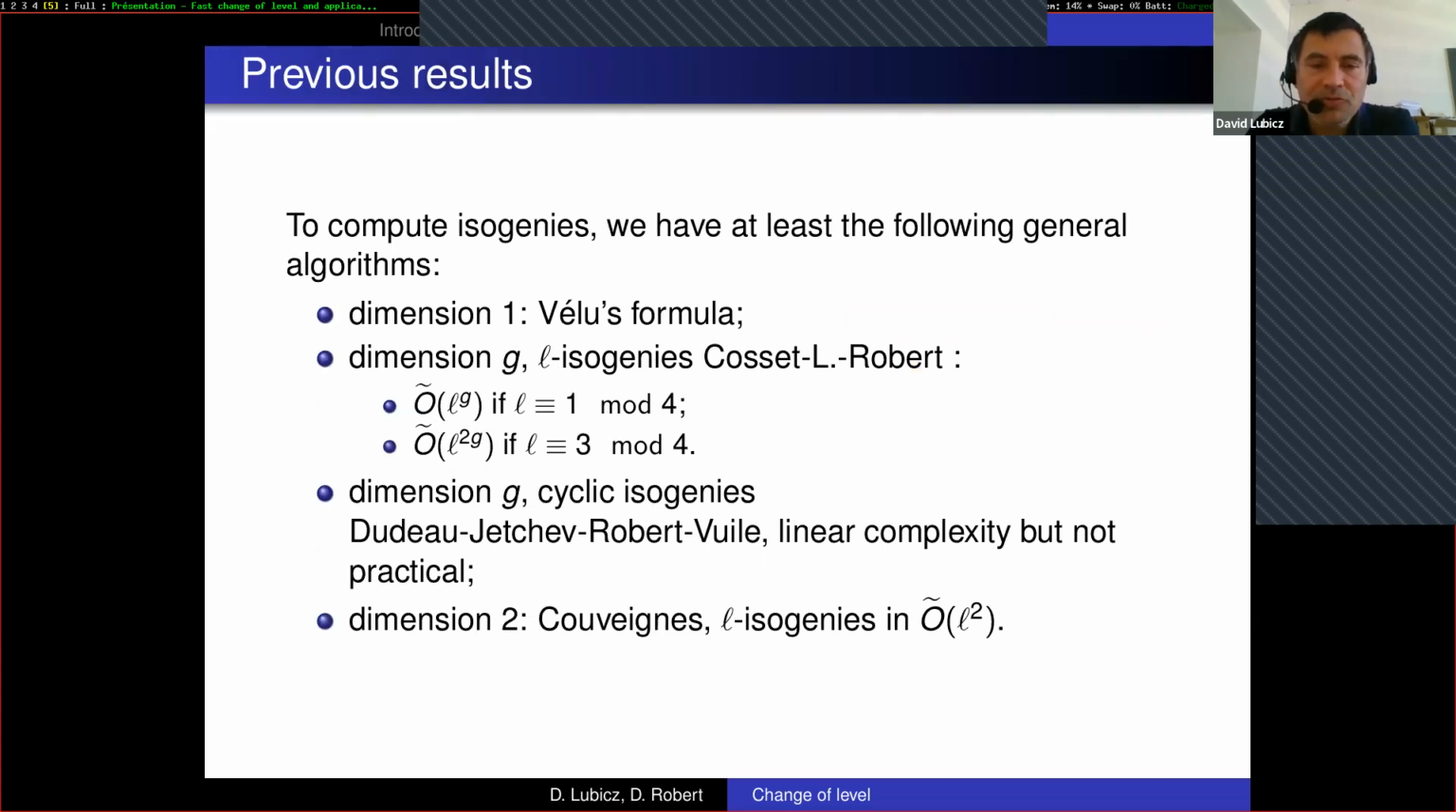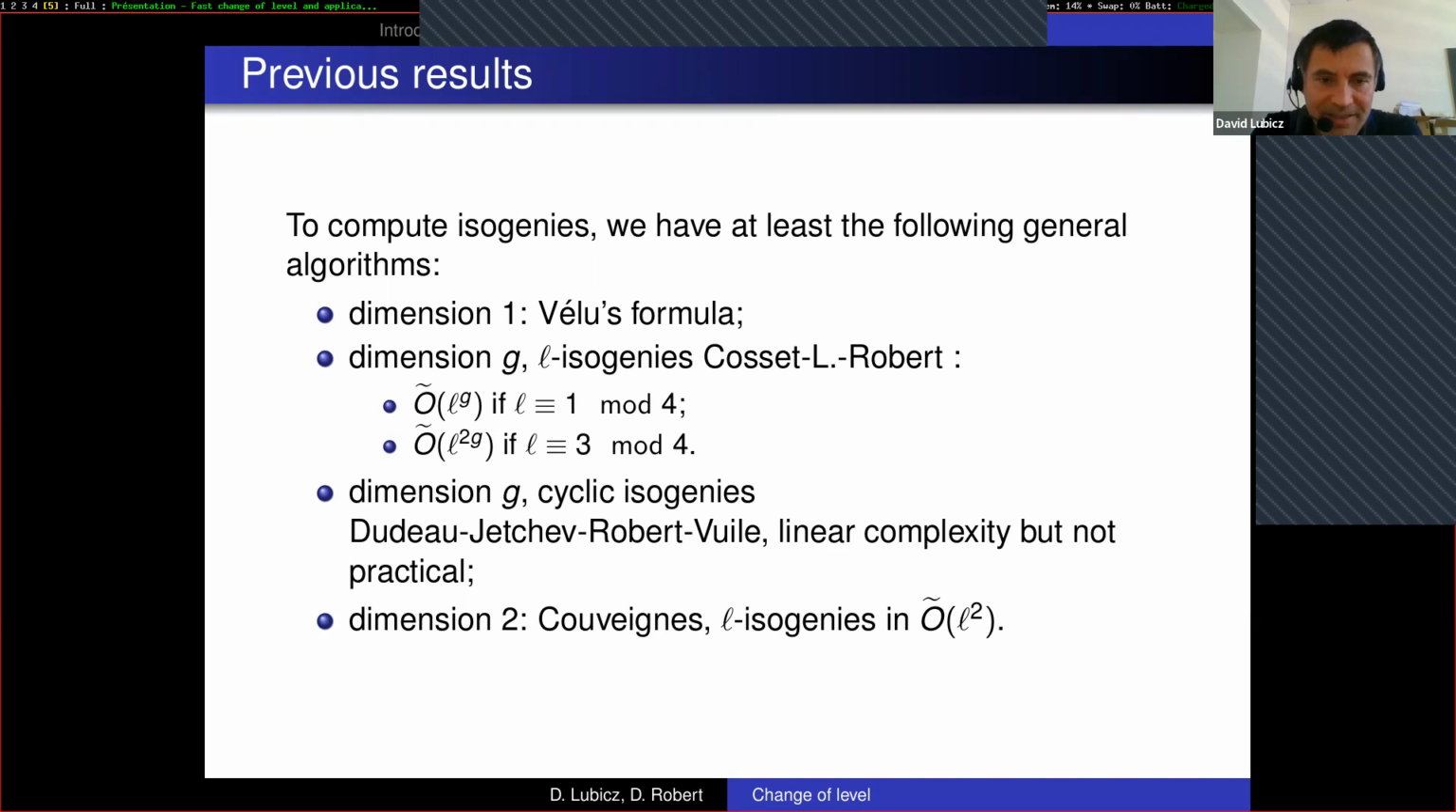So to compute isogenies, we have at least the following general algorithms. In dimension 1, for the case of elliptic curves, we have the well-known Vélu formulas, which have linear complexity in the size of the kernel. And we have a general algorithm in dimension g to compute isogenies, which is due to Cosset, Robert, and myself. But you can see here that the complexity of this algorithm is linear in the size of the kernel only in the case that L is congruent to 1 modulo 4. And in the case that L is congruent to 3 modulo 4, we no longer have optimal complexity. And this is due to the use of the Koizumi formula in this algorithm.